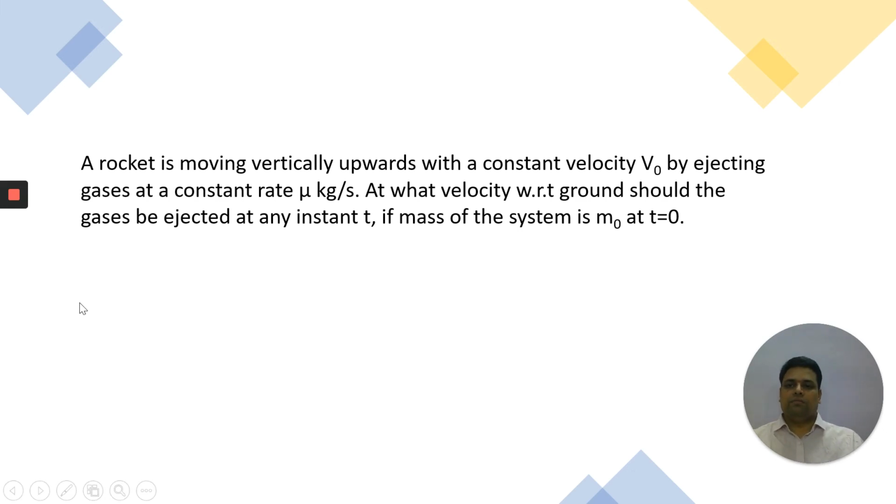Here is a problem of variable mass system. A rocket is moving vertically upwards with constant velocity v naught by ejecting gases at a constant rate mu kilogram per second. At what velocity with respect to ground should the gases be ejected at any instant t if mass of the system is m naught at t equal to 0?